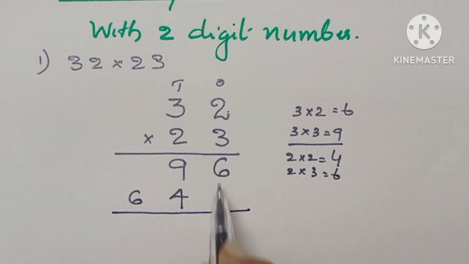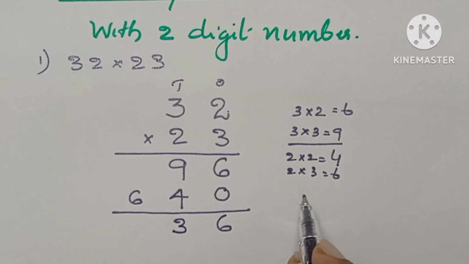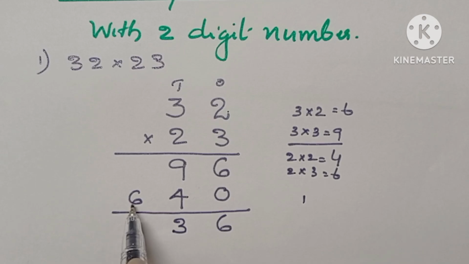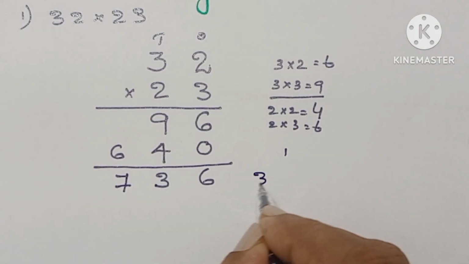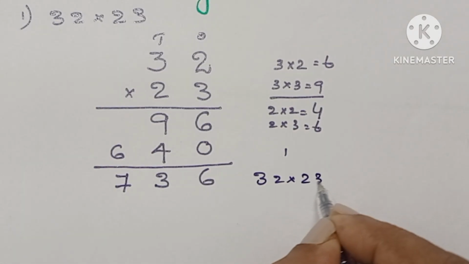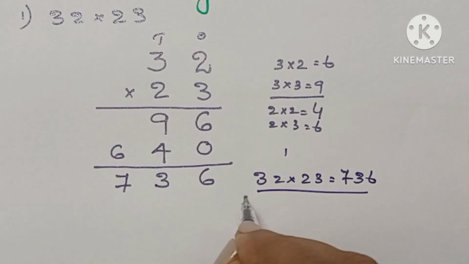After that, we are adding these two numbers. Now, number is here. Therefore, we can put 0 here. 6, the answer. 4 plus 9, 13. Carry over is 1. 6 plus 1, 7. Therefore, 32 into 23 is equal to 736.